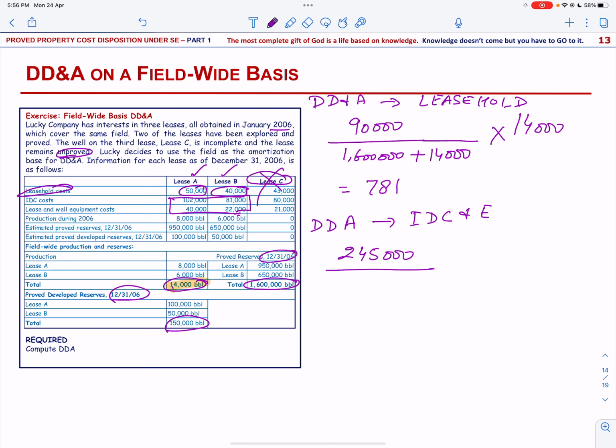divided by the proved developed reserve. This is given again at the end of the period, 150,000. And to this we are going to add the production. The production was 14,000 times production, and this is equal to 20,915.